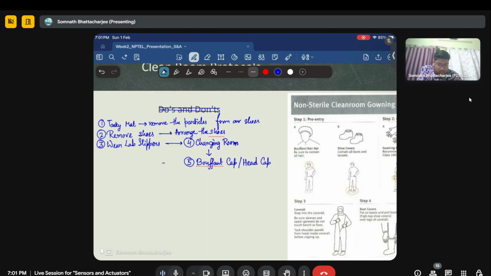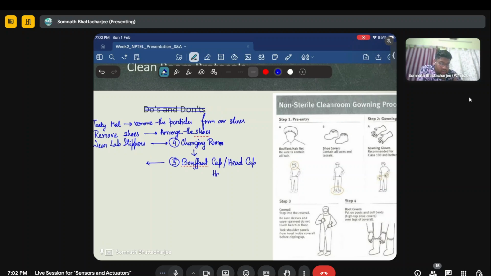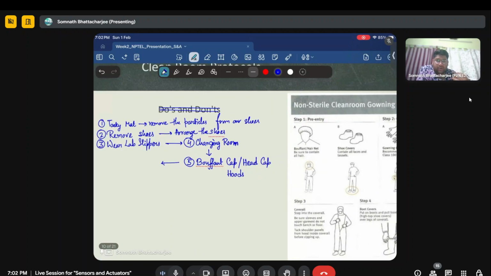So you need to wear this cap. Sometimes for ladies the problem is that they have long hair, and you have to cover that. So there are different kinds of hoods as well. They completely cover those dangling hairs.